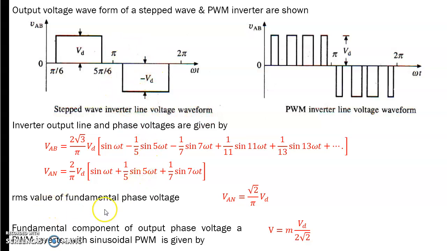The RMS value of the fundamental phase voltage you can write as VAN is equal to root 2 by pi Vd. Vd in this expression is the input voltage of the inverter. Fundamental component of output phase voltage of PWM inverter is given as V equal to M into Vd by 2 root 2, where M is the modulation index. From this equation you can see that by varying the modulation index you can vary the output voltage.